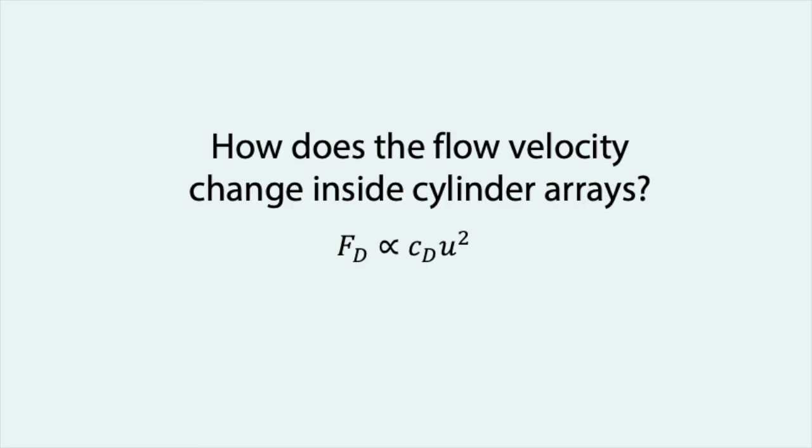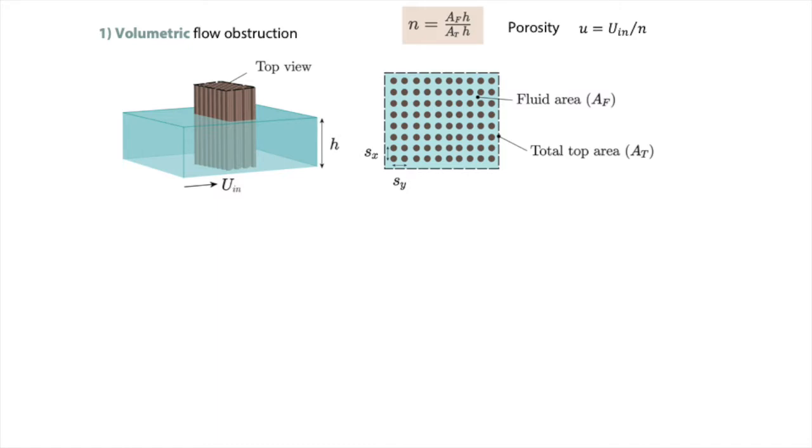However, for multiple cylinders, this is more complicated because the presence of the cylinders is going to affect the local flow between the elements. First of all, there's going to be a volumetric flow obstruction, so the same discharge has to flow through a smaller volume, and this results in an increase of the average pore velocities. This is often represented using the volumetric porosity.